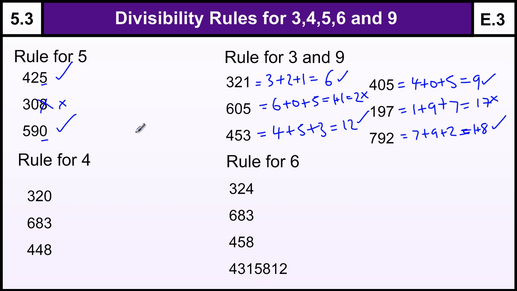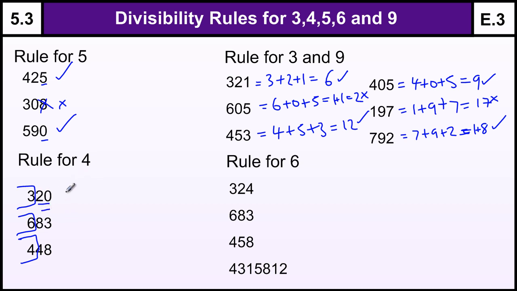Okay, the rule for 4 is not as good as those two rules, but it's quite a good rule. Essentially what we're doing here is, because 4 goes into 100, we don't mind what happens before the last two digits. This can be anything, because we know it's going to go into 300, 600 and 400. All we need to know for if numbers are divisible by 4 is these last two digits. Does 4 go into that?